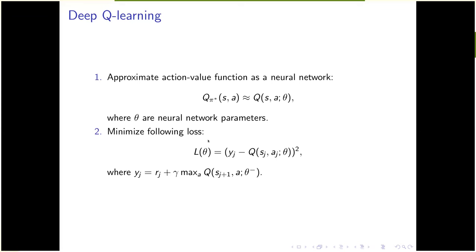And the objective is minimizing the temporal difference error. So our objective in this training, of this action value function, is to minimize this type of loss, mean squared error, where yj is the next reward plus the maximal, we evaluate the Q function in the next state, and we will pick the action which maximizes this expression, right?